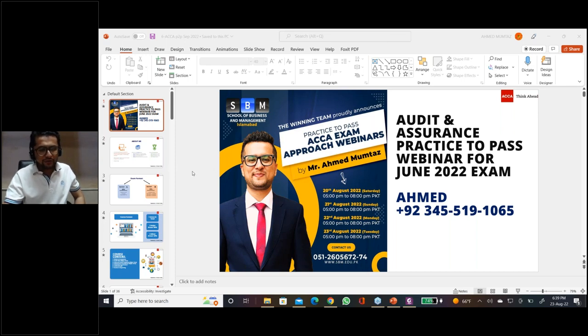Okay, LIBA wants a differentiation between material but not pervasive and material and pervasive. Okay, if I need to clarify between material and pervasive and material but not pervasive, I need to go into the audit report, right?